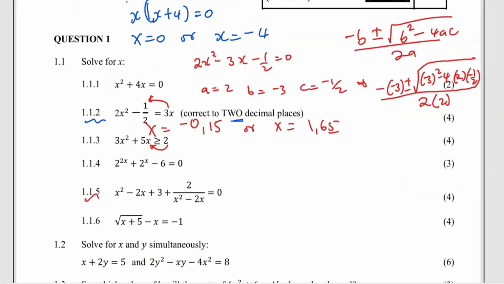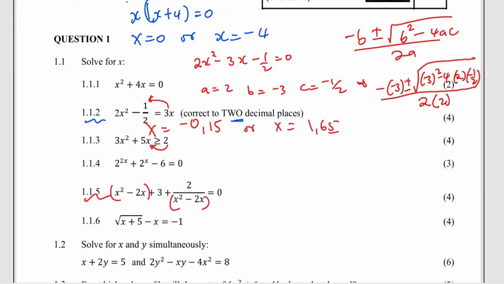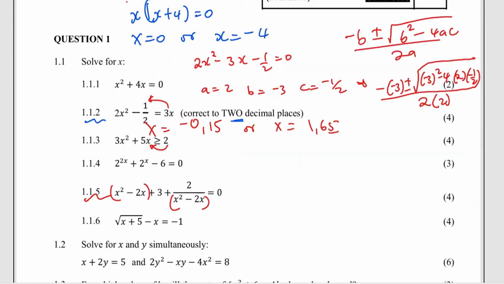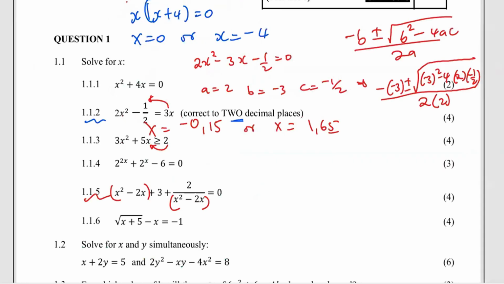Then 1.1.5, we have more or less the same thing here. So I can group that. I'm saying that's the same as this denominator. So for 1.1.5: x squared minus 2x, and then we are adding a 3, and then plus 2 over x squared minus 2x should be equivalent to 0. This is a 0. Let's not create our own questions now.